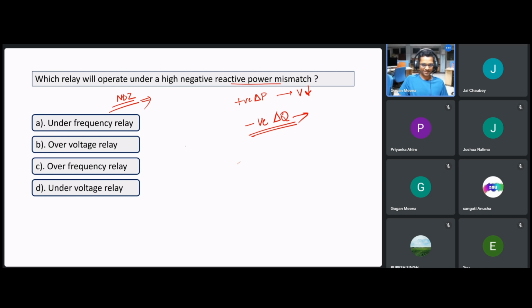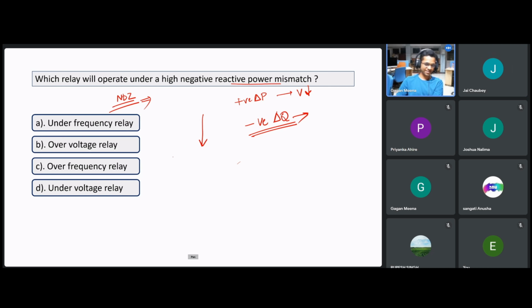Any idea? It will be opposite to that. In case of opposite, voltage will increase. You are saying reactive power becomes more. Just like in power system, we are adding capacitors to improve the power factor, so we are generating reactive power. That logic, I am telling. Here the reactive power mismatch is negative. That means after islanding, the reactive power is decreasing.